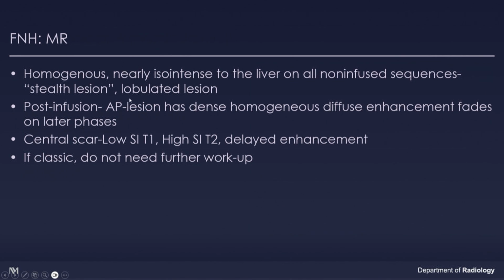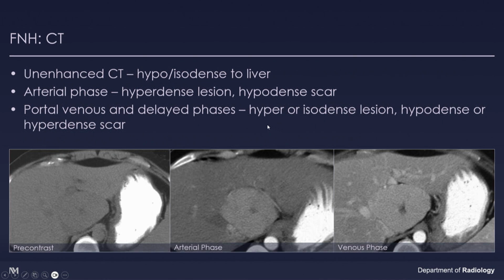These are homogeneous, as I mentioned. They tend to be hypervascular. They tend to be lobulated. They have a central scar that's low on T1, high on T2, and shows delayed enhancement. If it's classic, we don't need to do any further workup. We don't need to do EOVIST. Another example, a CT scan with a similar appearance, has a central scar, a homogeneous lobulated lesion. Again, this was FNH.